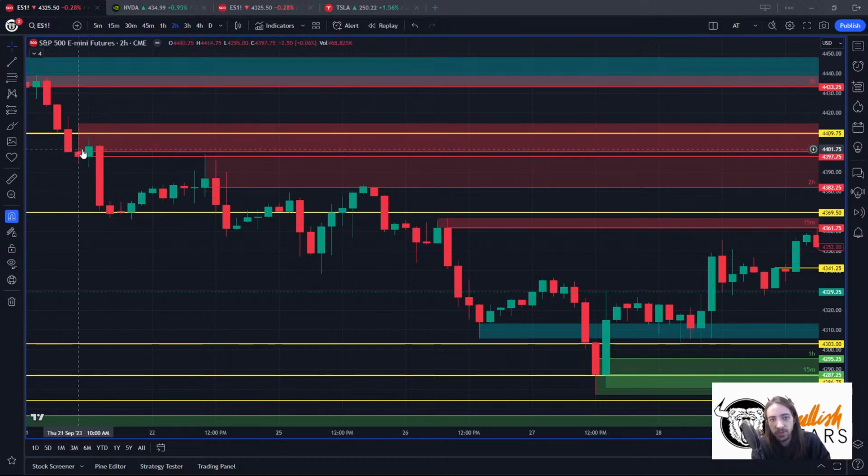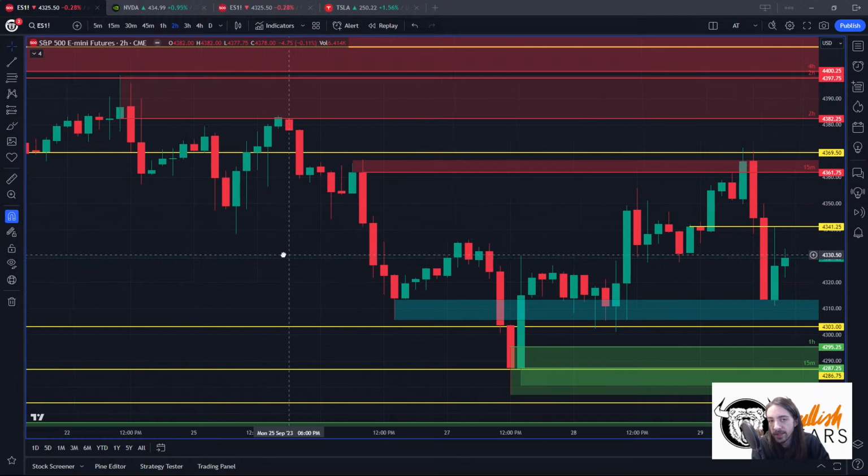So again, we had this 2-hour supply zone, and look how strong this sell-off candle was right here. Was this the strongest zone? I'm going to go with no, because it didn't have continuation. It had one sell-off candle, which was strong, but afterwards, it did not have the continuation lower. I still would have marked this as a supply zone. We did get the rejection, and we did push lower.